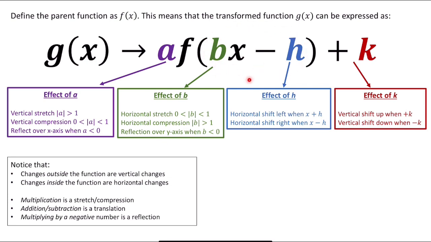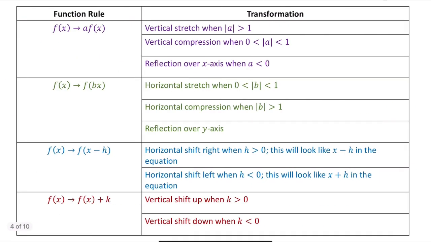Also, h is going to create a horizontal change, because once again, you see that b and h are affecting the input of this function. It's going to be a shift left when we have something like x plus h, which is kind of the opposite of what we think it's going to be, and we'll talk about why when we look at some graphs. It's going to be a shift right when we have x minus h. And then k is what's affecting the output. Anything on the outside is going to be affecting the output of f of x, so that's why it's going to be a vertical change. It's a shift up when we have plus k and a shift down when we have minus k.